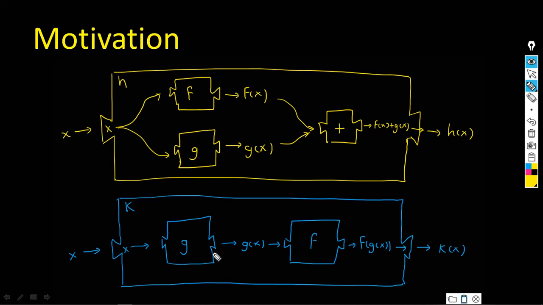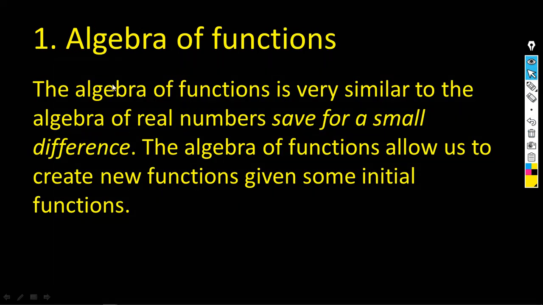Okay, so this is basically like a factory works. In a factory, what you have is a succession of machines working one after the other. So that's what is happening right here. This is called a composition of functions, and we're going to understand that in a moment, more in depth. Okay, so let's first go into the algebra of functions.